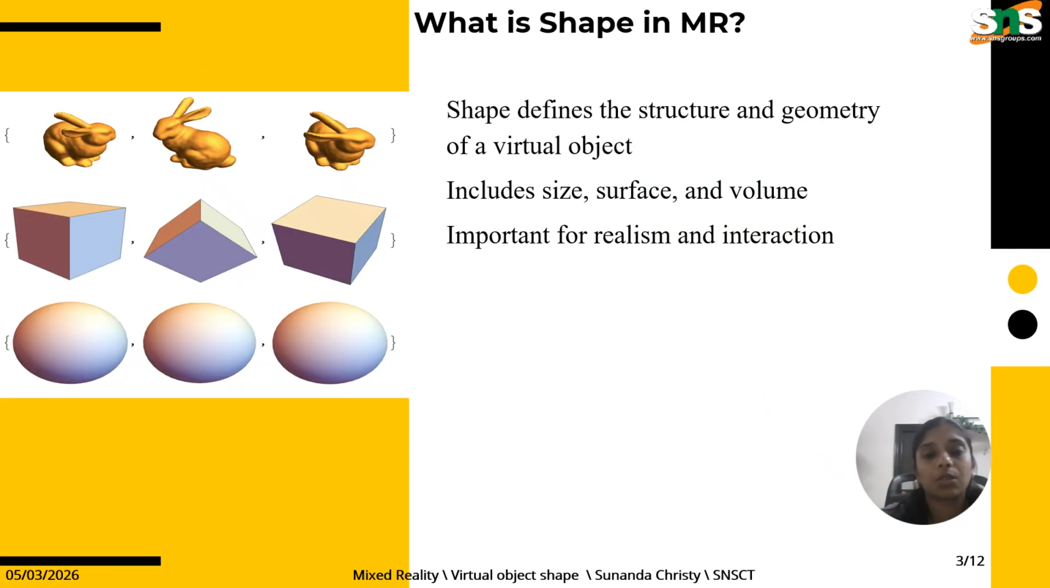So now let's go into virtual object shapes. Before that, first we have to know what a shape is in mixed reality. The shape is nothing but what defines the structure and geometry of a virtual object. It includes size, surface and volume. It is important for realism as well as for interactions. So in this way shapes are used in mixed reality.